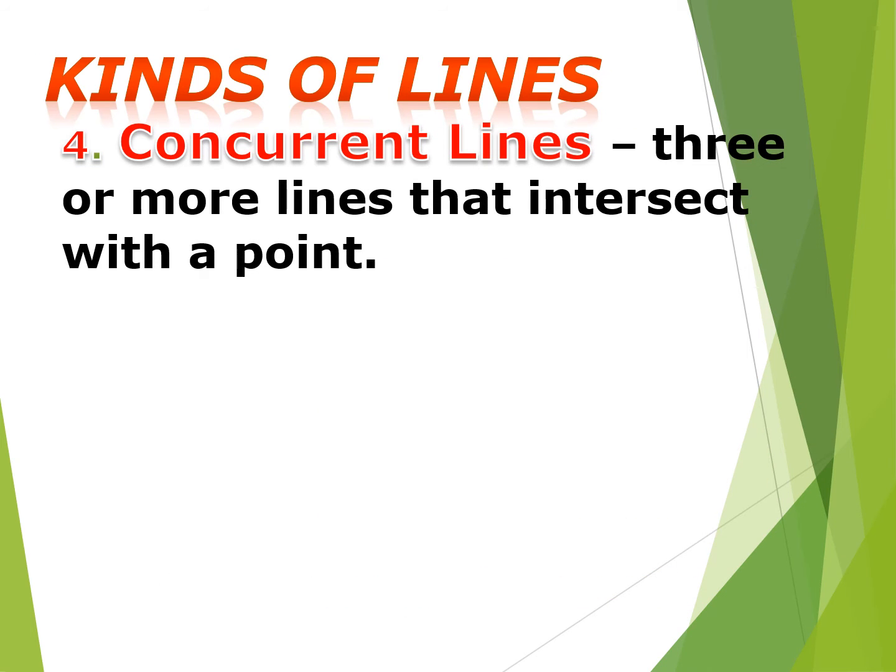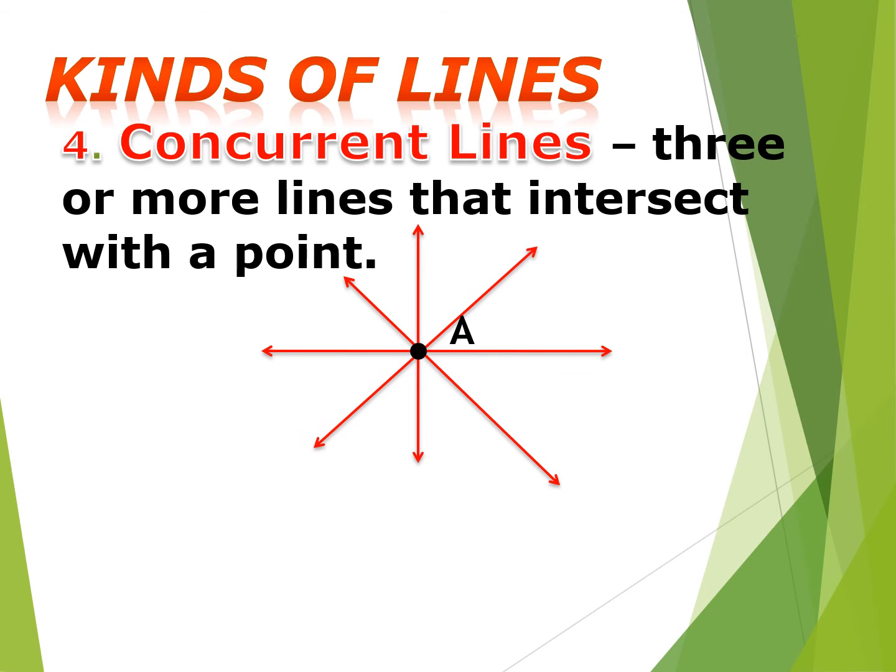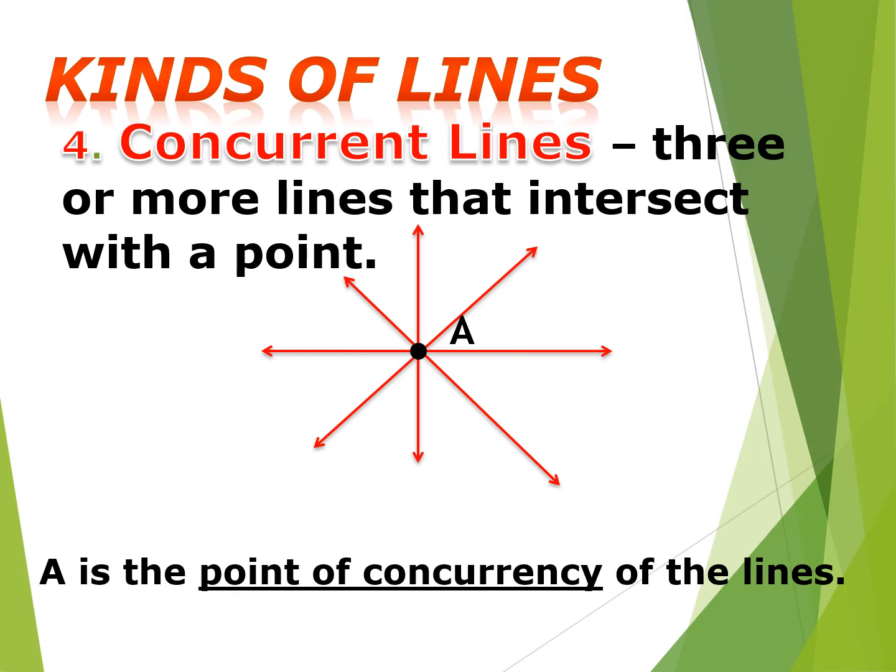Next, how about the concurrent lines? Concurrent lines are three or more lines that intersect at a point. These are intersecting lines, but three or more lines. We have first, second, third, and fourth lines, and those lines intersect at one point, and that is point A. Therefore, A is the point of concurrency of the lines. If there is a point of intersection for intersecting lines, for concurrent lines there is a point of concurrency.